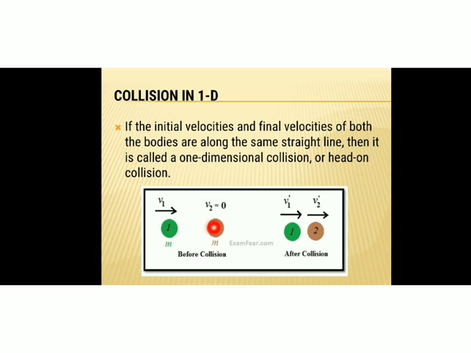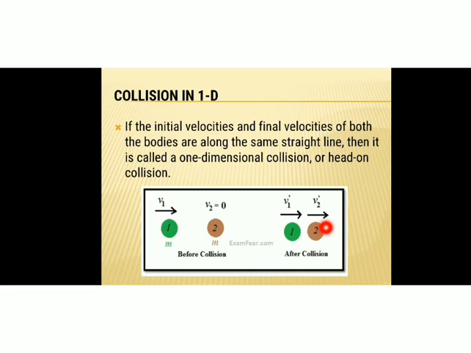As you can see here in the figure, the first object with a mass m moves with a velocity v1 and collides with the second object of mass m, which is at rest. The initial velocity of the second object is 0. That means initially this object is at rest. So only the first object moves towards object 2 and then collides with it.